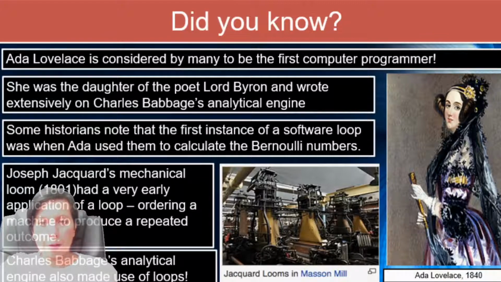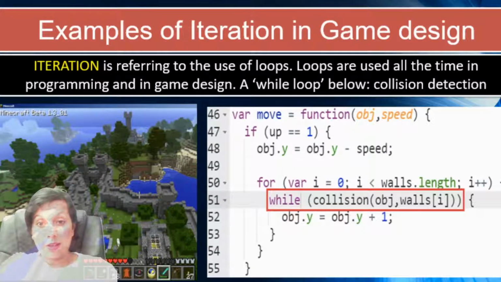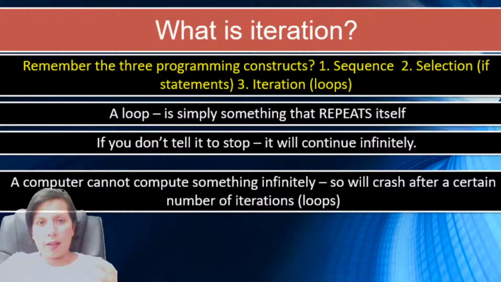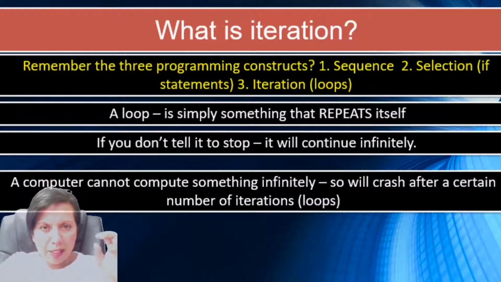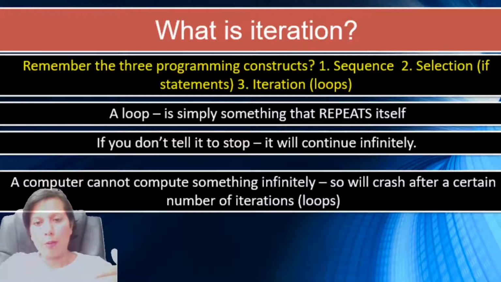Now you can go through the PowerPoint and read some of these things at your leisure, but in its simplest terms, a loop is something that simply repeats itself. So remember, when we were looking at the Mandelbrot set, we noticed that there was lots of things repeating. You kept seeing the same pattern again and again. And a loop is just something that repeats itself. And in programming, it's obviously a bit of code, or a line of code, or lots of code that repeats itself again and again. If you don't tell it to stop, it will go on forever. So a loop must have a stopping condition, or it'll just go on forever.